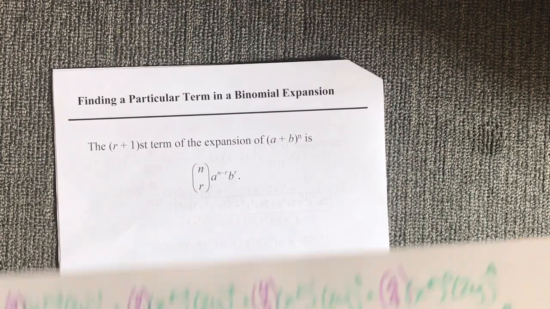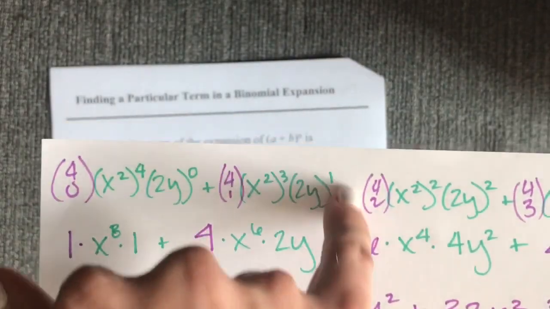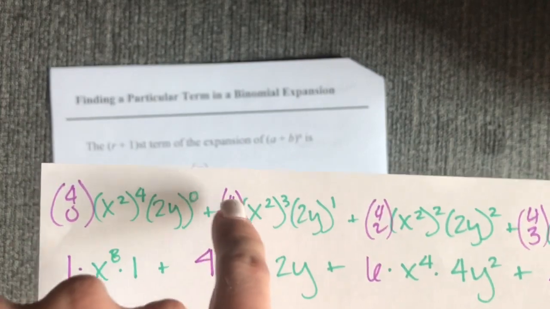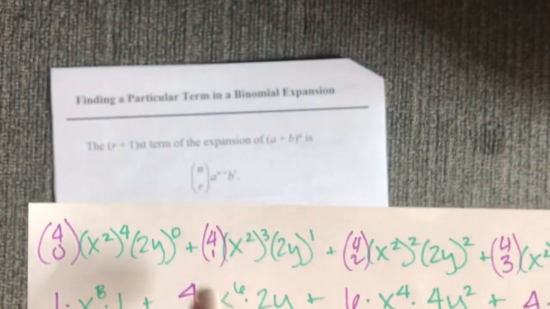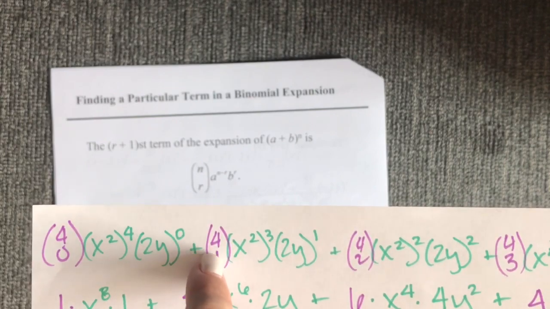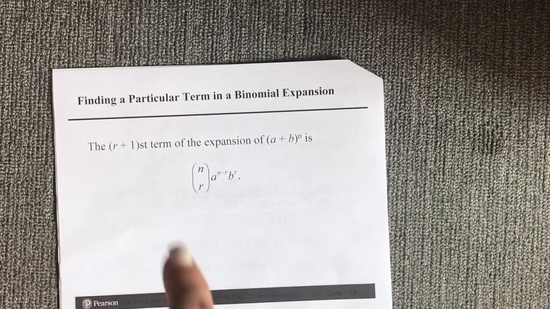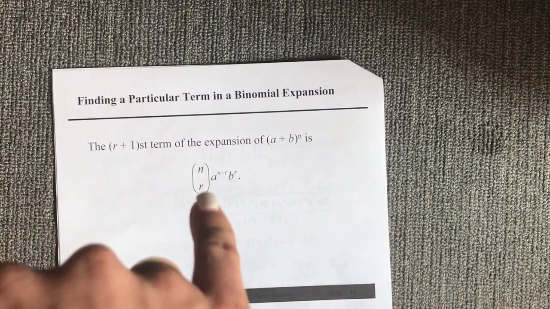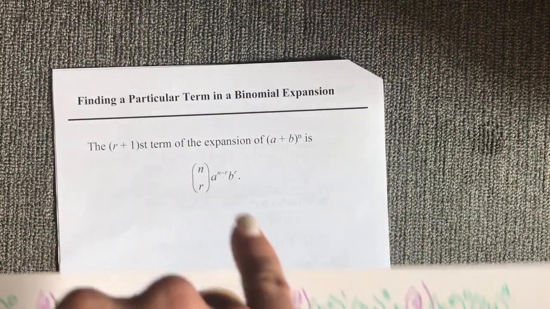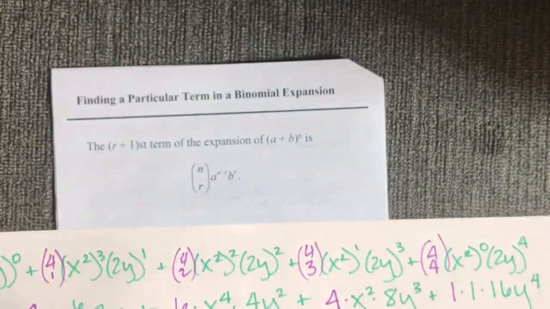You think about what we just did. So like right here, this is for the second term. We had to do 4 above 1. So if we're looking for the second term, then we're going to want to plug in r as 1, and that's why it tells you to do that. So if we're looking for like the 5th term on a problem, we're going to plug in r as 4 on this. And that's the main thing you need to understand to be able to use this formula.